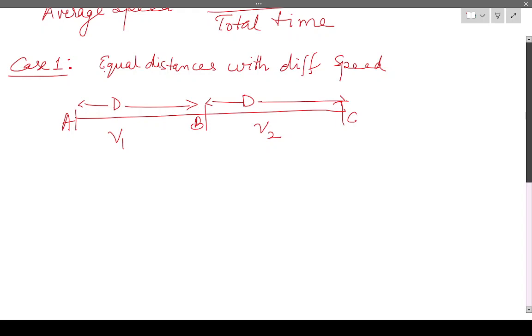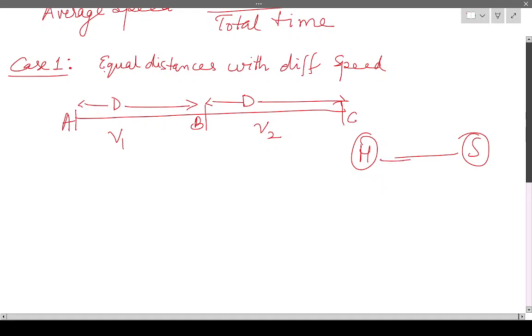So imagine if you are covering equal distance with a different speed. So what is going to change here? Suppose you are going from your home to school. First day, let us assume your driver is driving with the speed of 50 km per hour. Second day, the driver is driving with a speed of 100 kilometer per hour.